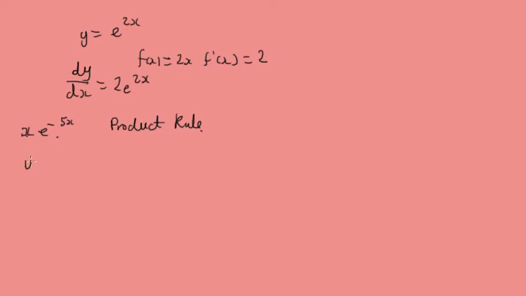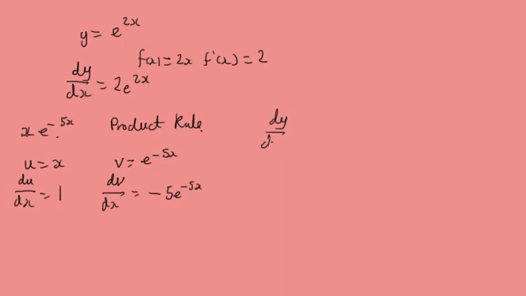So we've got u equals x, so du by dx is equal to 1. v is equal to e to the minus 5x, so dv by dx is going to be equal to minus 5e to the minus 5x. And dy by dx is equal to u times dv by dx plus v times du by dx.